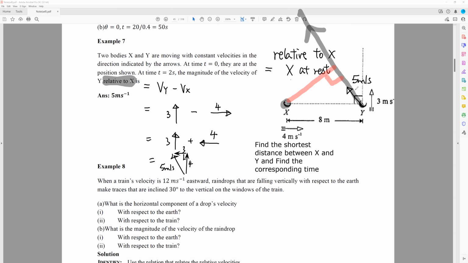Now, if this angle is theta, then this one is also theta, is it? Then the shortest distance will be just 8 times cosine theta. Then the problem is how to find the theta. So what does the theta mean? The theta is the angle of the relative velocity to the vertical. So this is angle theta. Kenji, what is the value of cosine theta?